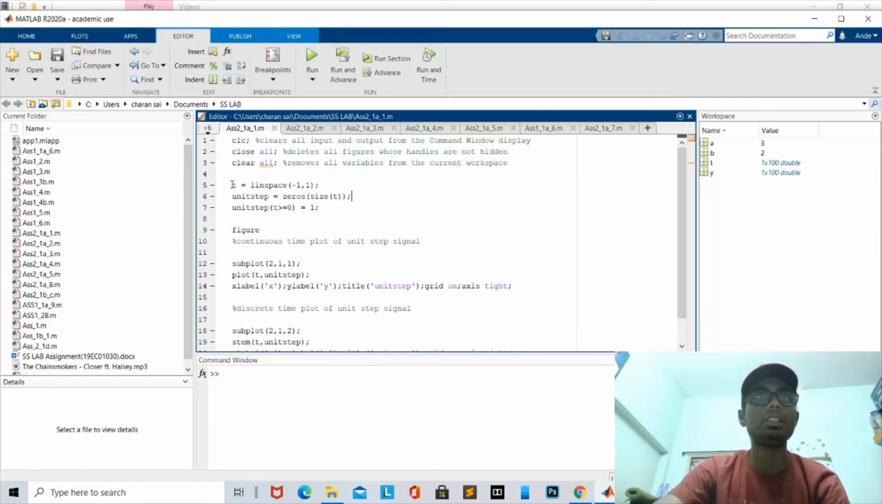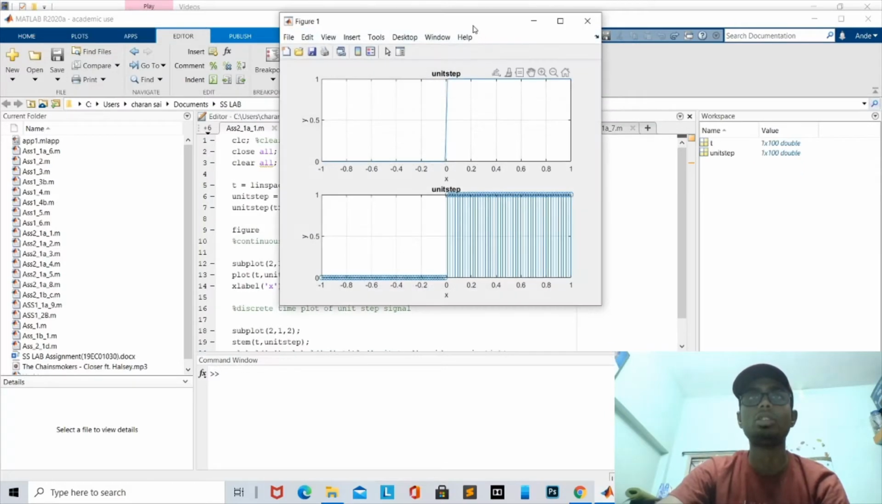So what I have done is I have declared a variable and assigned some values to it, and I have used a function like unit step of t greater than or equal to 0 equal to 1, which means that when t is less than 0 it is equal to 0 and when t is greater than 0 it is equal to 1. So let's run the output and see the graphs. So here comes the graph. The first one is the continuous plot of unit step, and the second one is the discrete plot of unit step function.